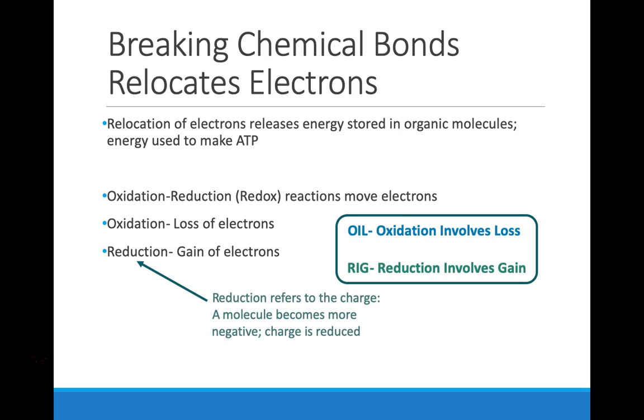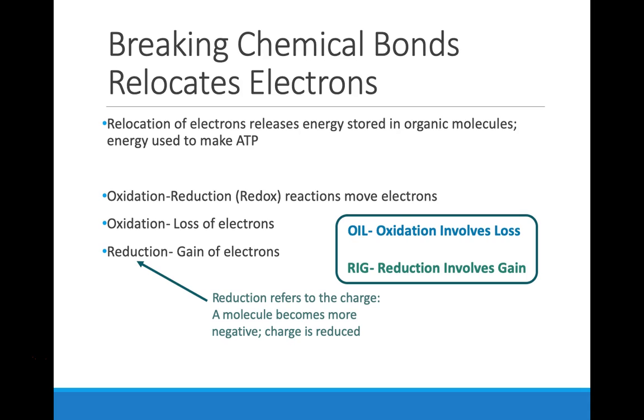So an easy way to remember this is the term oil rig. You may have learned a slightly different one if you remember it from high school biology or another previous biology class. And you can use whichever little acronym allows you to remember what's going on. I like oil rig. Oil: oxidation involves loss of electrons. Rig: reduction involves gain of electrons.